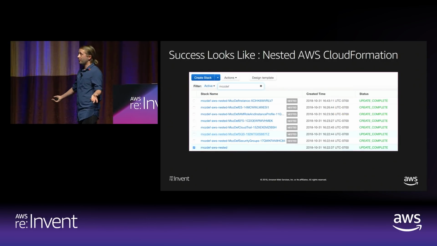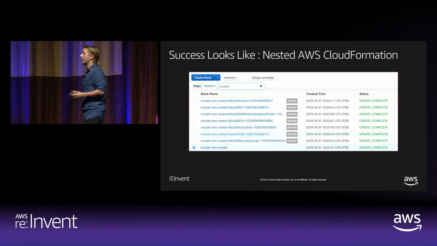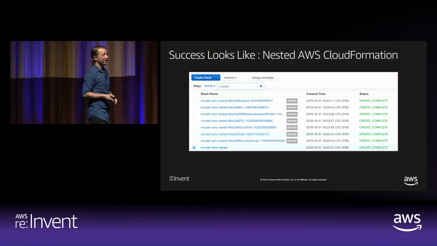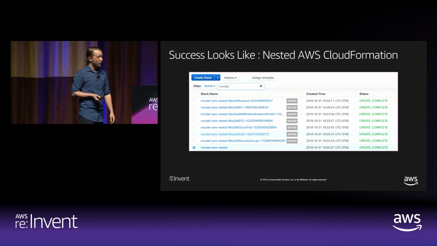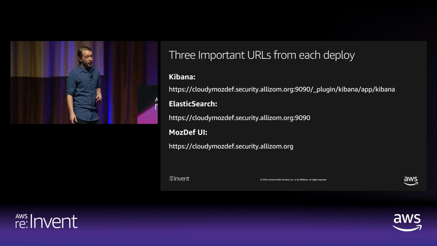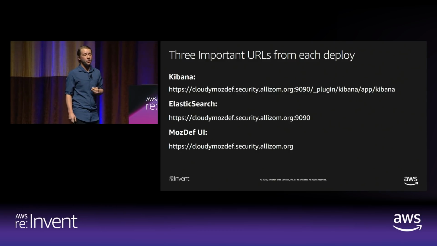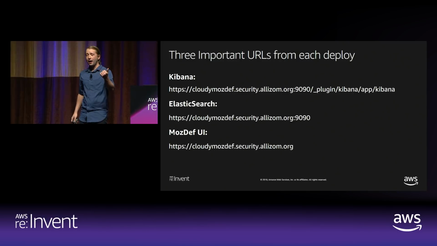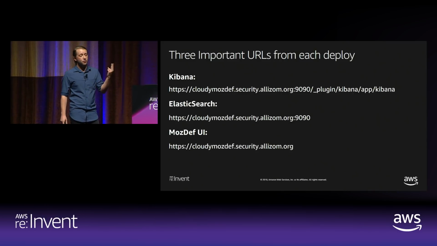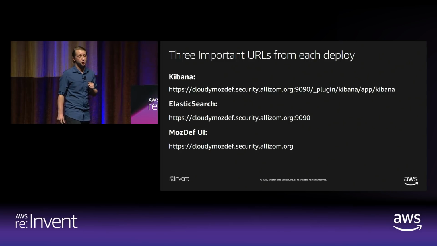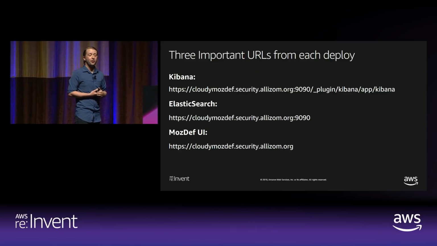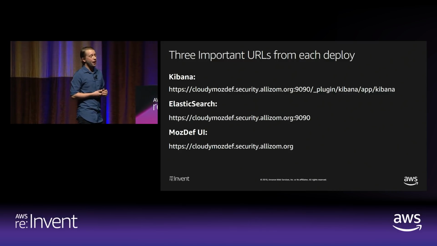So once you've deployed the MozDef stack, success pretty much looks like this. You have a bunch of CloudFormation nested stacks that create very quickly, and it outputs 3 URLs, all fronted by that OpenID Connect access proxy. The first of which allows you to access Amazon ES's managed Kibana running in a private VPC. The second of which is raw Elasticsearch, which can be really, really useful if you have other tools that plug in to managed ES, and then our actual MozDef UI.